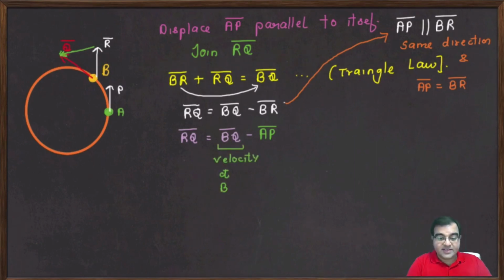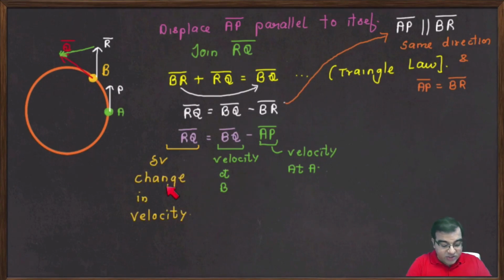So I write this BQ as the velocity at point B. Can you see this BQ is tangent at point B? So this is the velocity at point B. AP is the tangent at point A, so it is the velocity at point A. And RQ bar is basically the resultant of these two velocities. So this RQ bar is called delta V, which is nothing but the change in velocity.